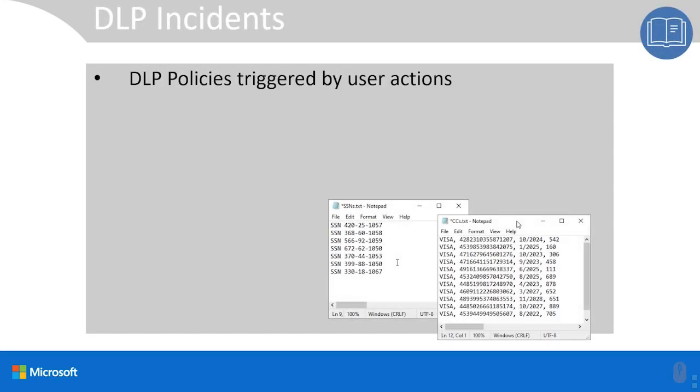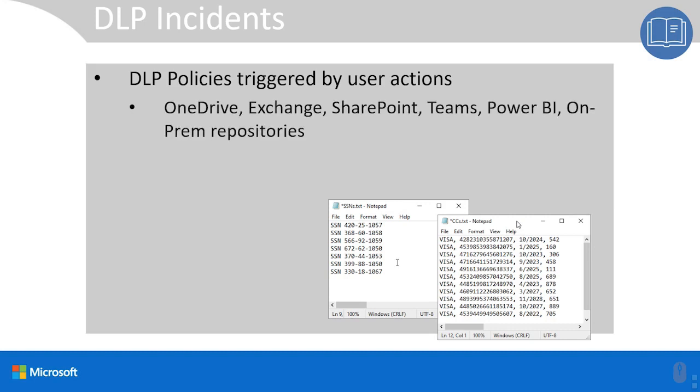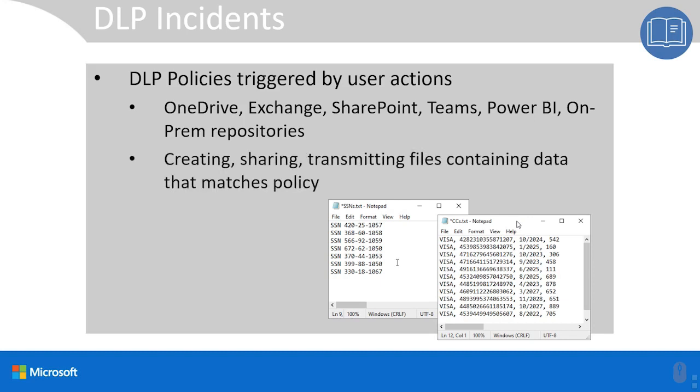A common report to view is the DLP incidents report. A DLP incident is something where a policy has been triggered by some user action. DLP policies can monitor things like OneDrive, Exchange, SharePoint, Teams, Power BI, as well as on-prem repositories, and they watch for user actions like creating or sharing or transmitting files containing data that matches the policy.